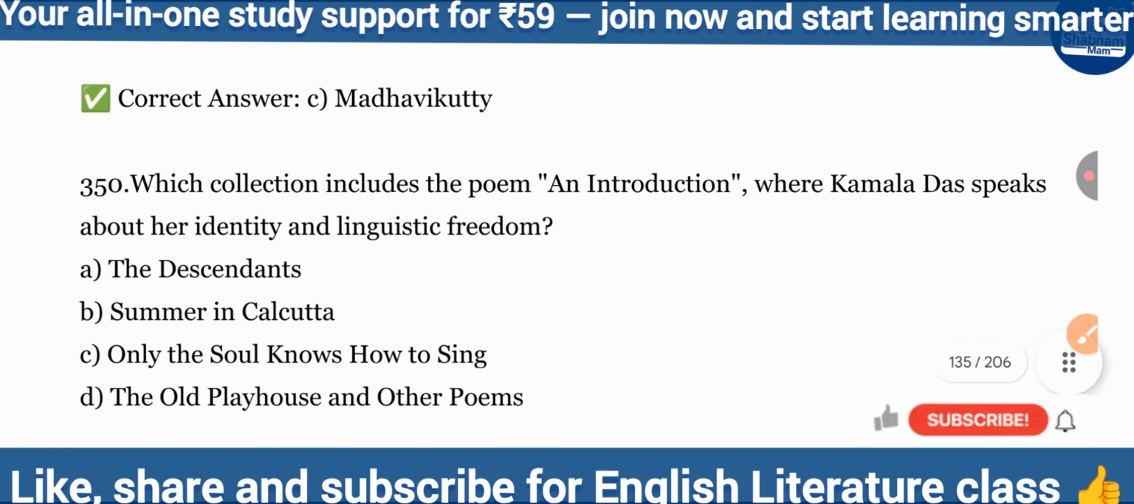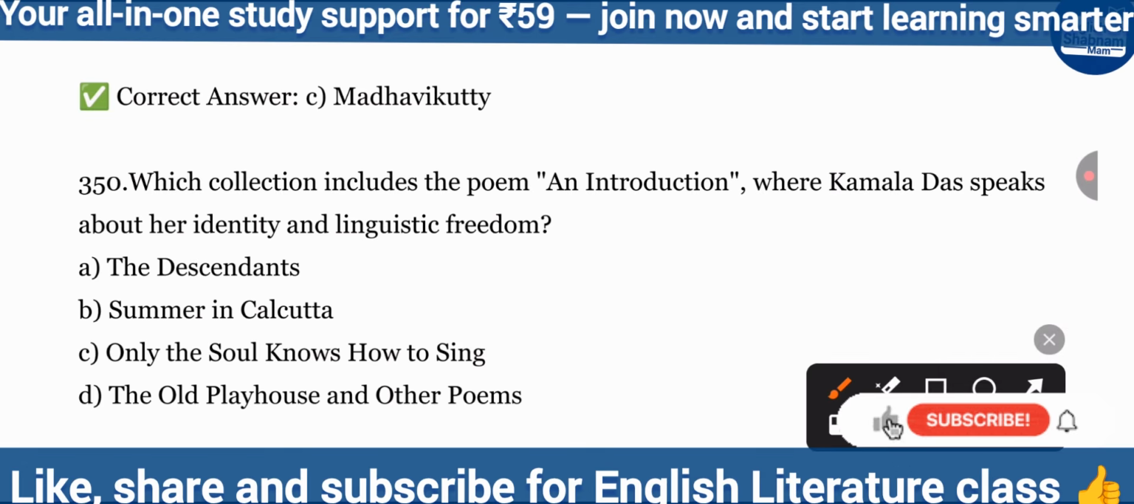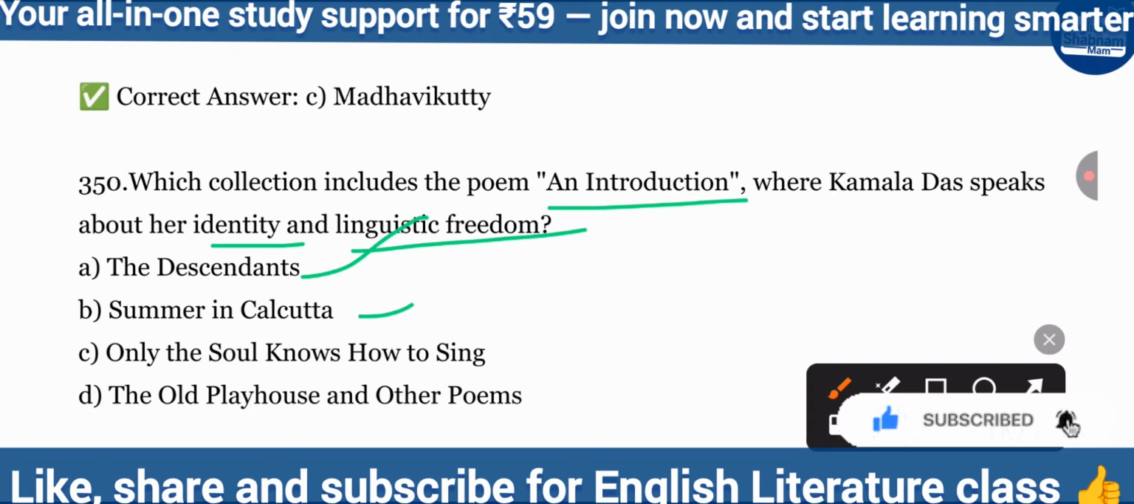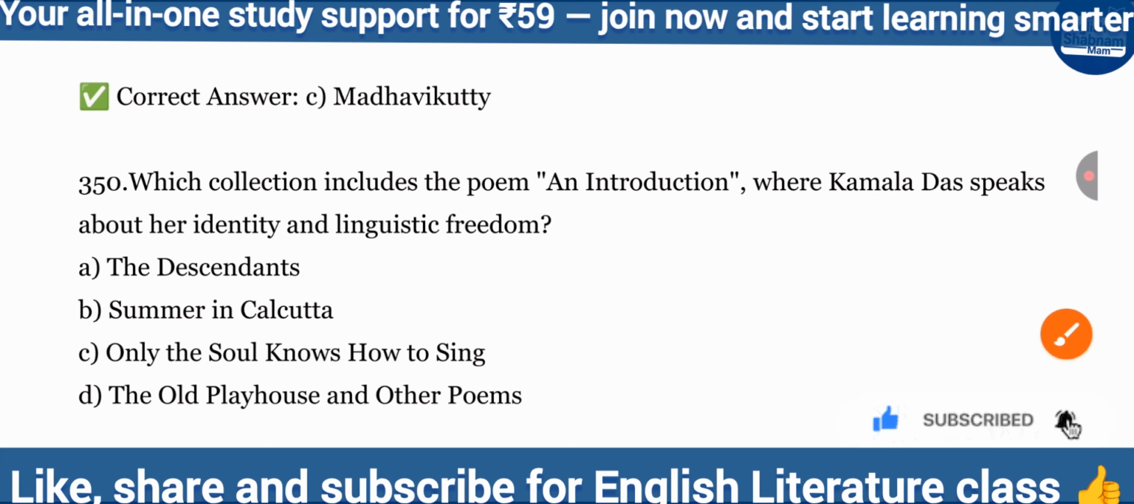Next question we have: which collection includes the poem An Introduction, where Kamala Das speaks about her identity and linguistic freedom? The Descendants, Summer in Calcutta, Only the Soul Knows How to Sing, or The Old Playhouse and Other Poems? 350 questions, we are about to finish. An Introduction. So it is option D, The Old Playhouse and Other Poems.